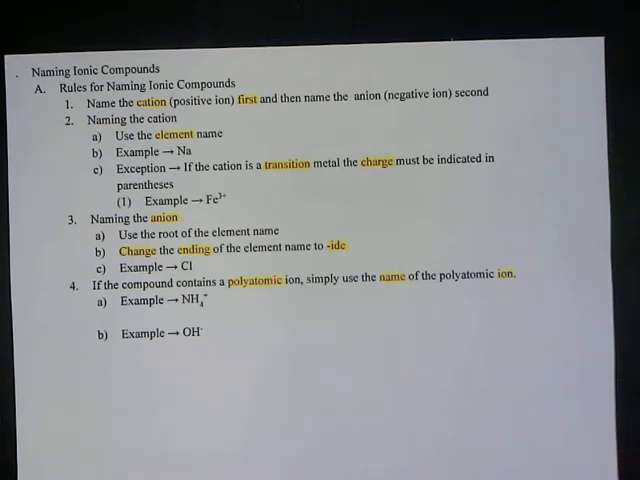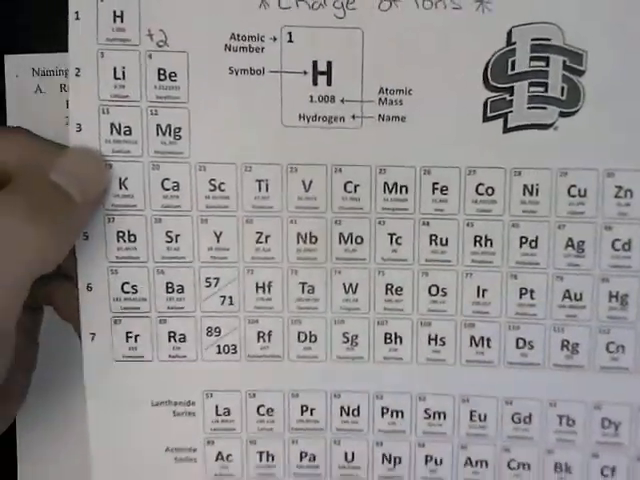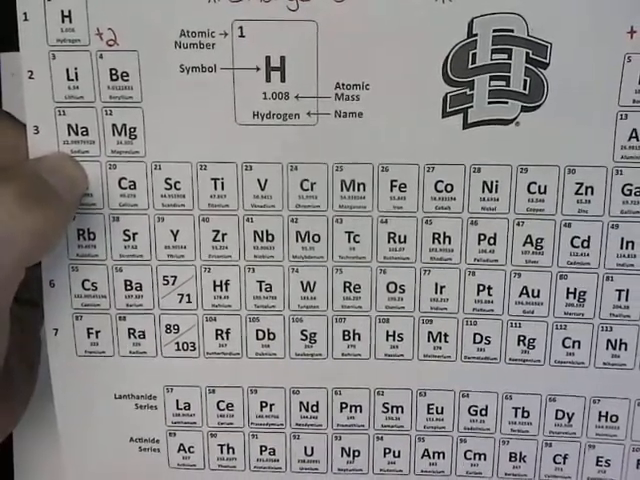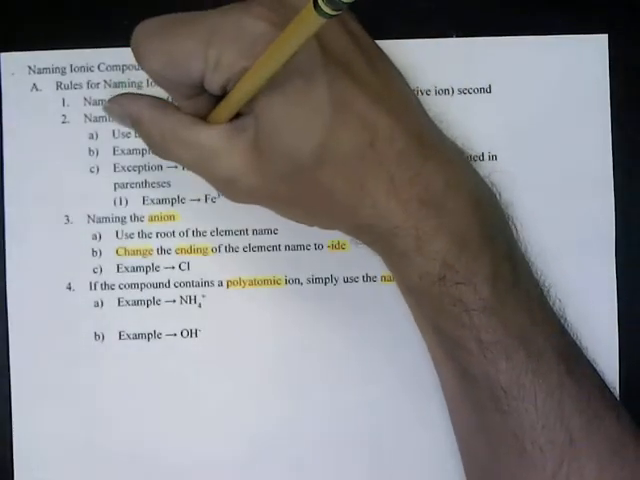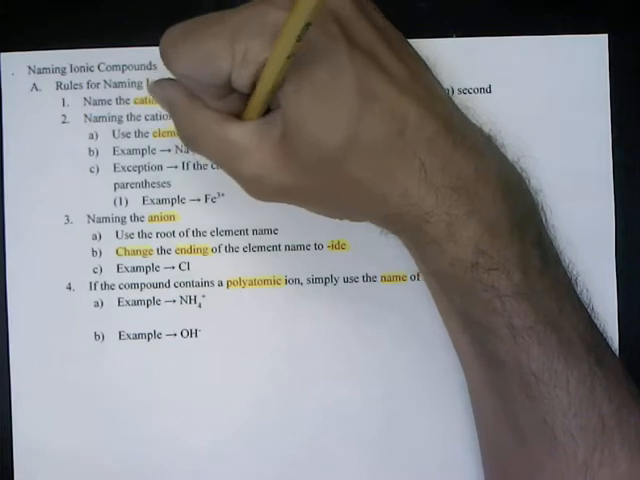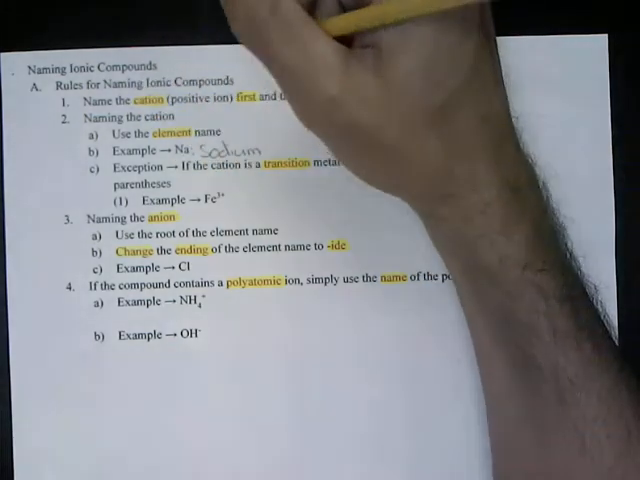For the cation, we utilize the element name if it's a single element. So Na, if we would go to name Na, if we found that in our formula, we would take a look on the periodic table and we would find, all right, all we need to do is write down the name exactly as it is on the periodic table. And the name of Na is sodium. So we would just write down sodium.